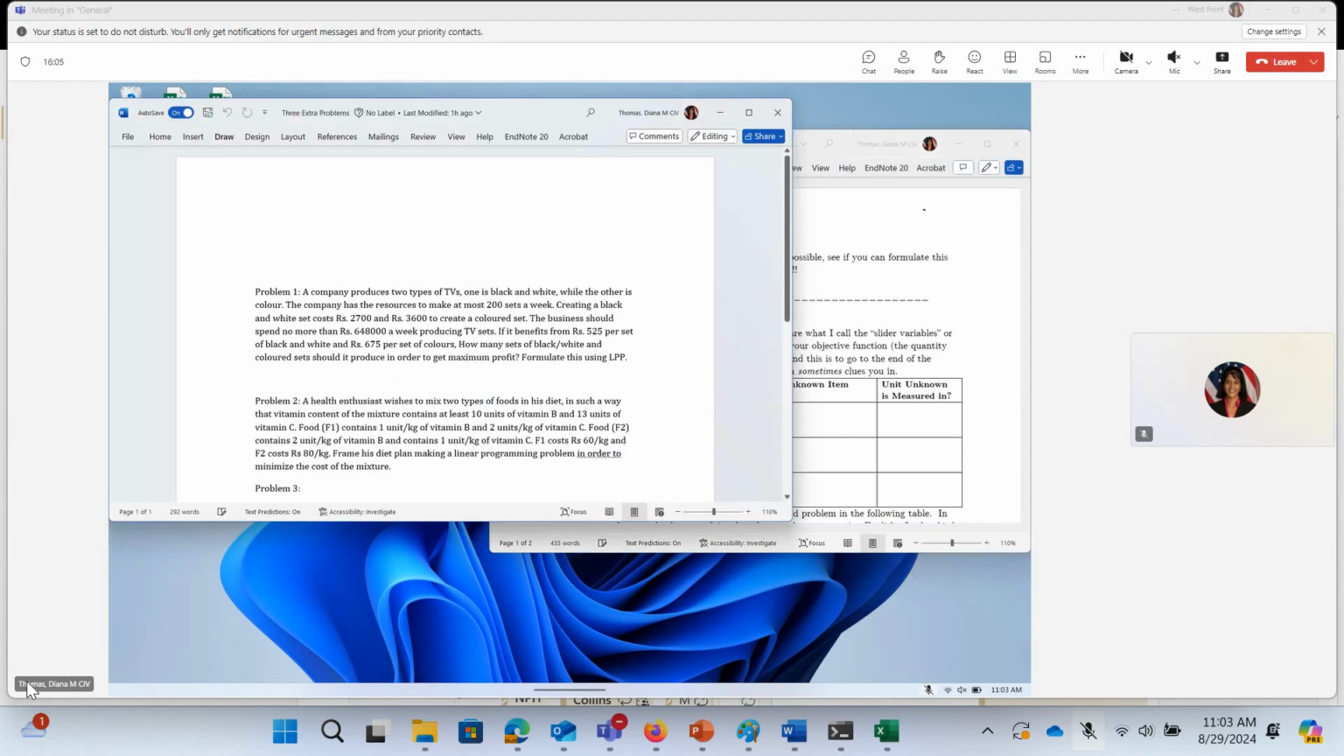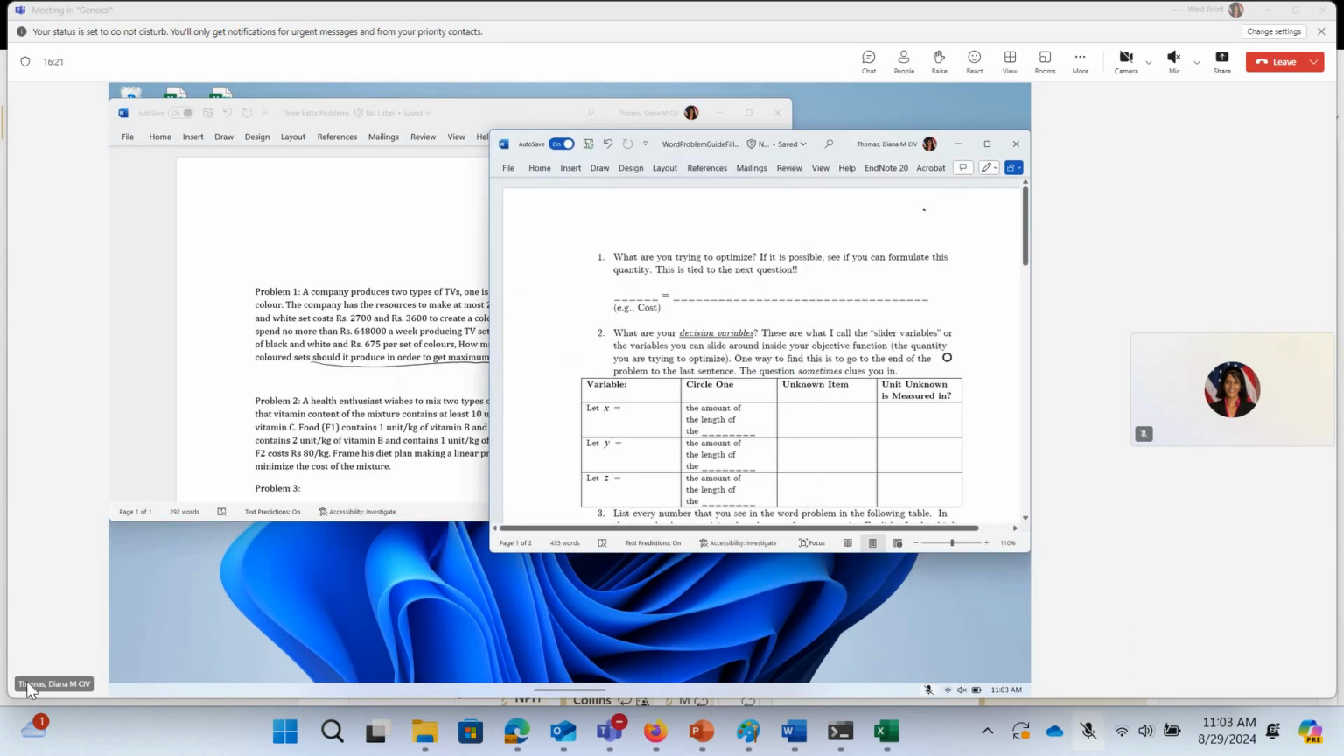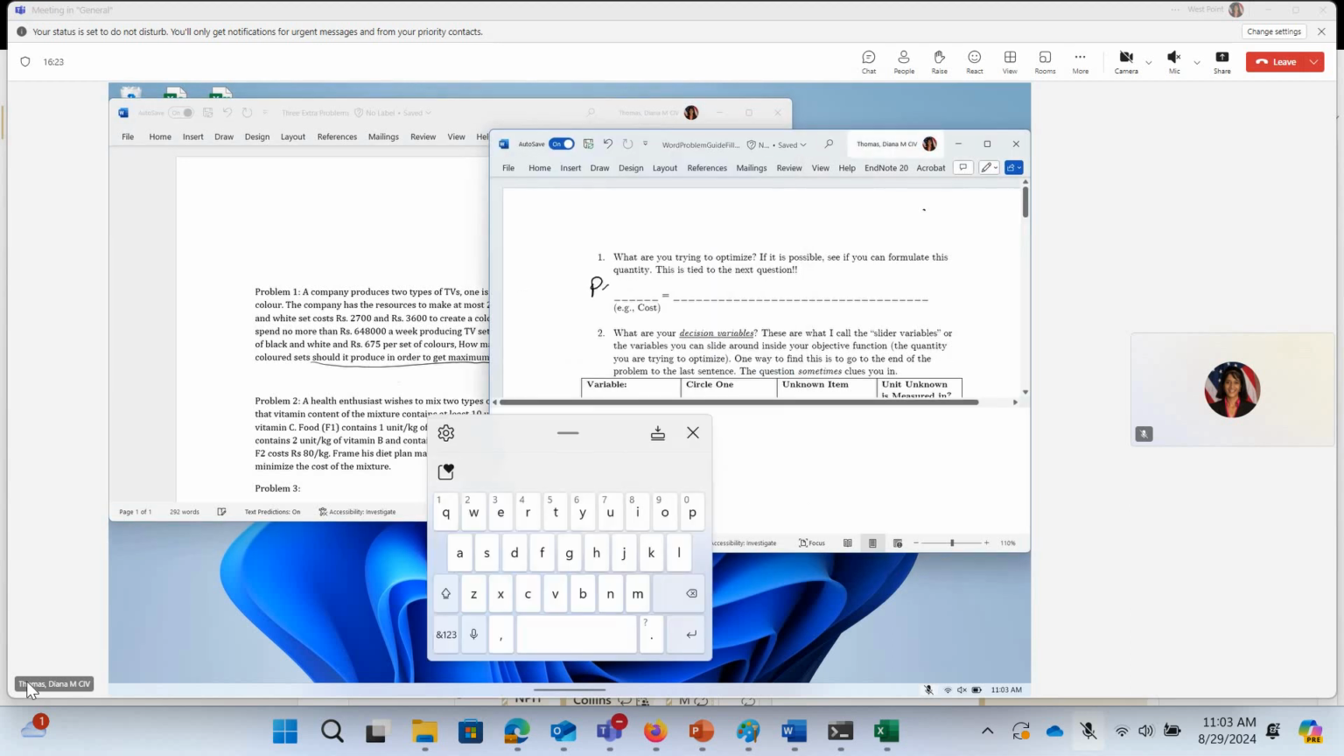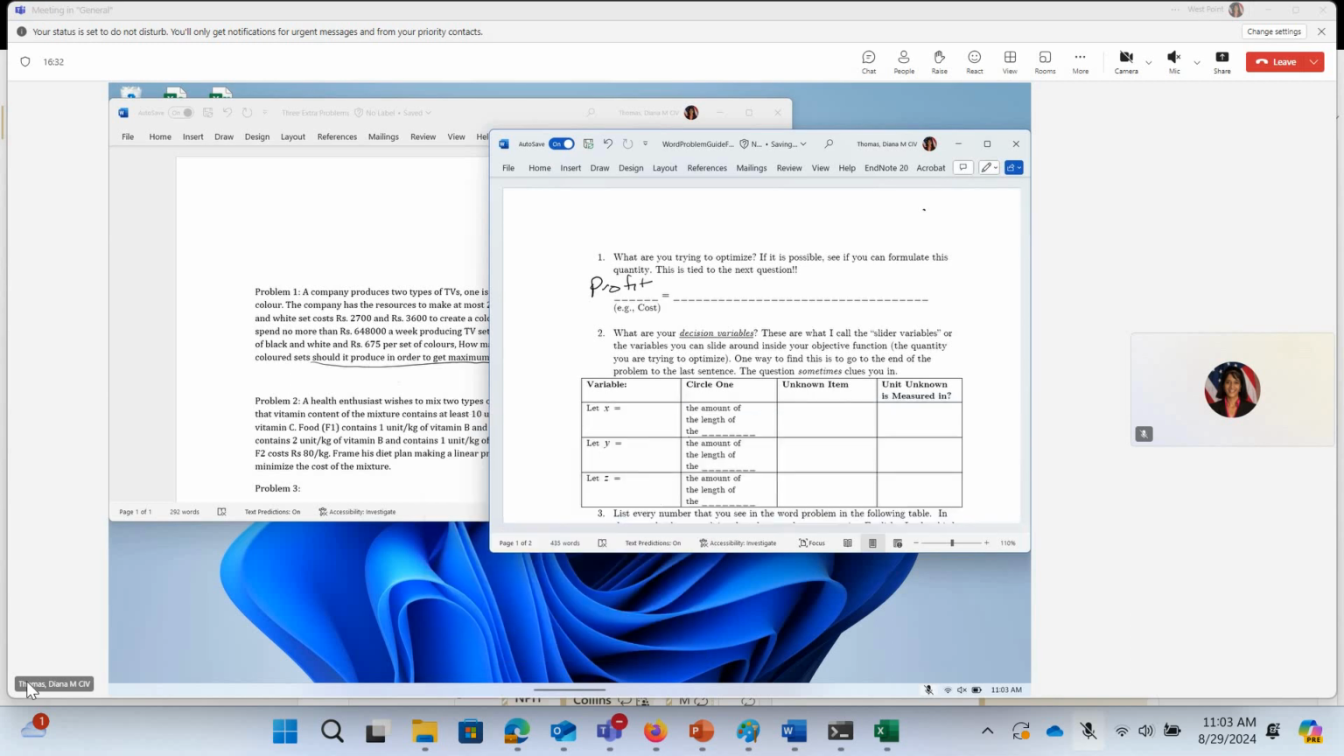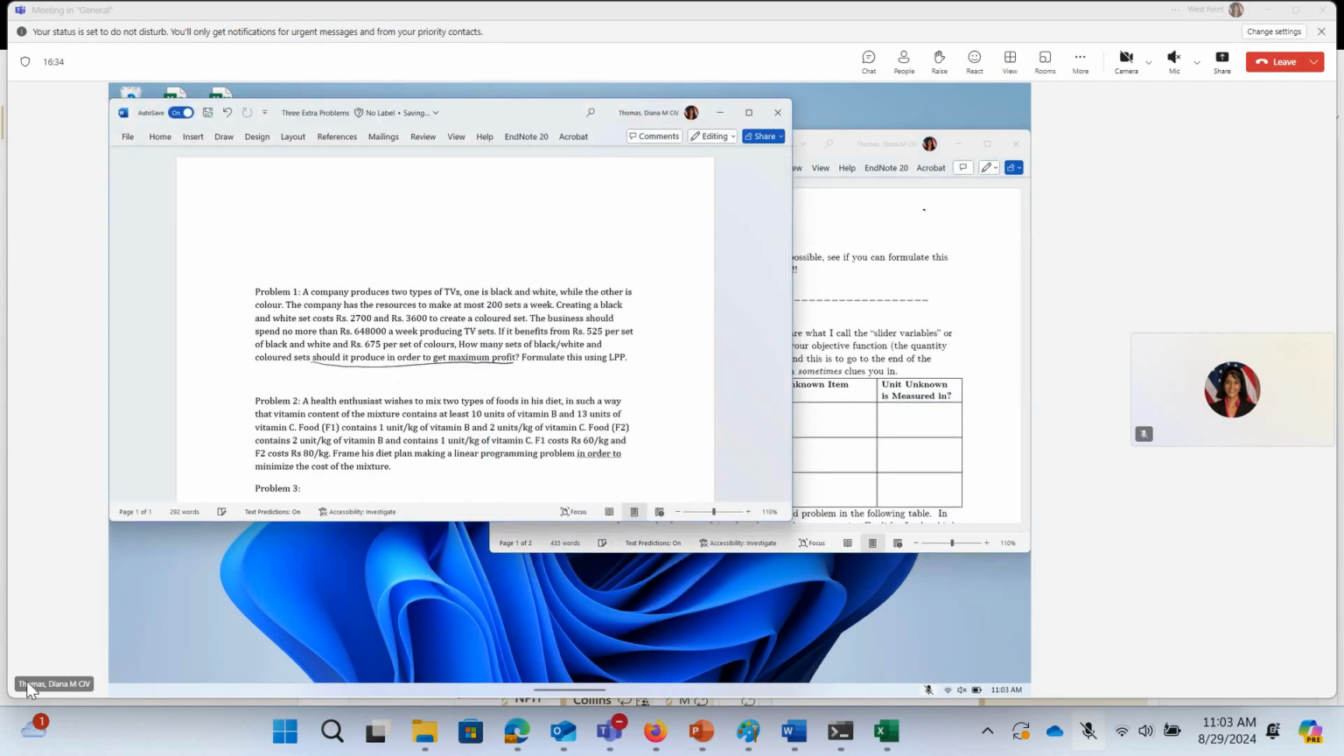So I want to know how many sets of black and white and colored TV sets the company should produce in order to get maximized profit. So I can tell you that here goes profit, and here goes an expression that represents profit. If I look at the words here, they produce two types of TVs.